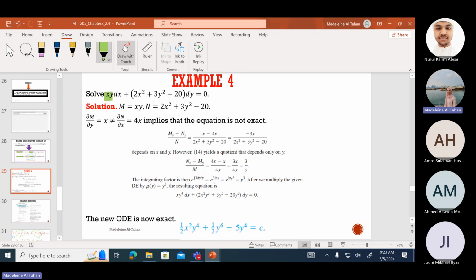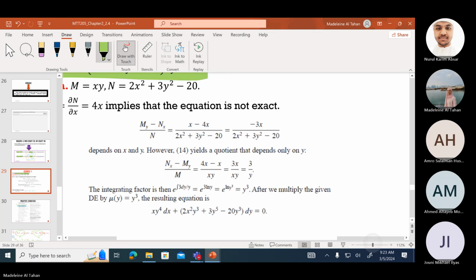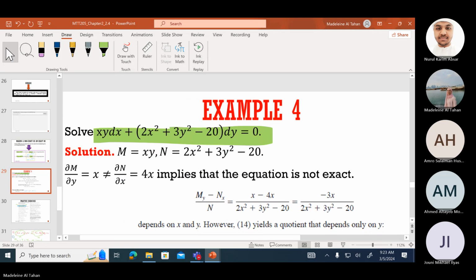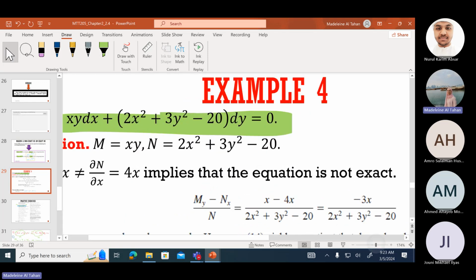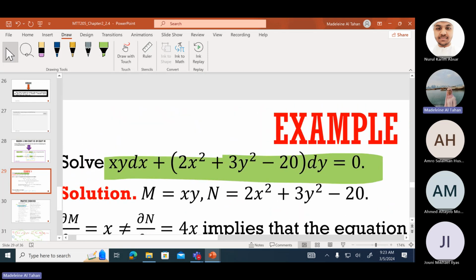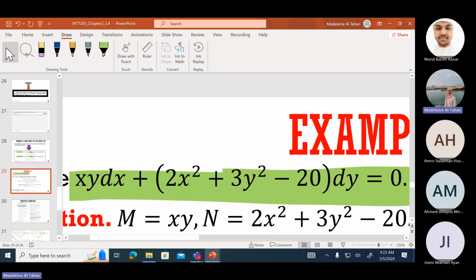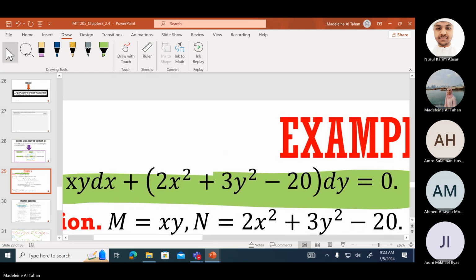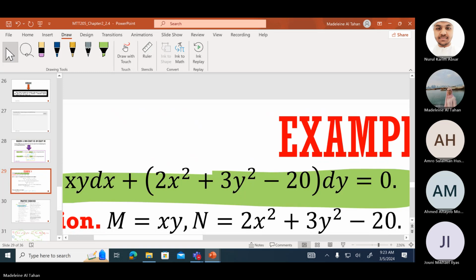This example. First step, we must identify our M and N and check if it's exact. What's our M? M is before dx, so M is xy. And what's our N? 2x squared plus 3y squared minus 20. So check if it's exact or not.